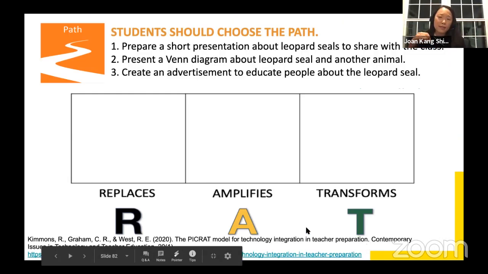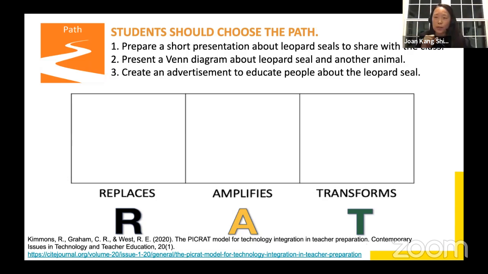So those are the activities. These are set up to help the teacher give students an opportunity to meet those unit objectives, right? So let's take a look at the three of them. Now, if you were at part 1 of our webinar series, then you would have learned about RAT. RAT stands for replaces, amplifies, and transforms.